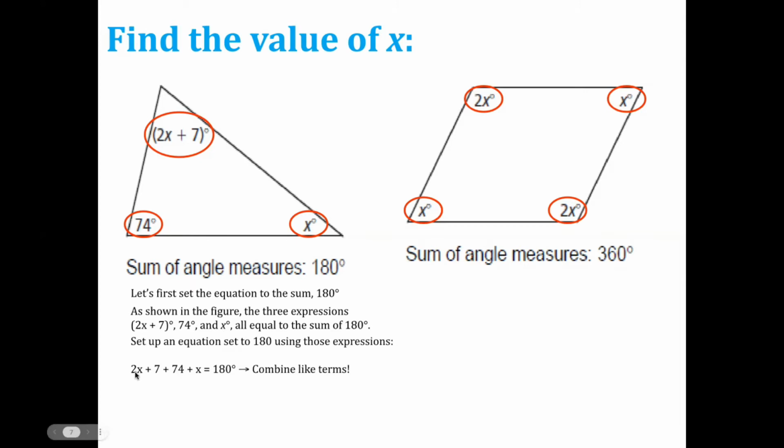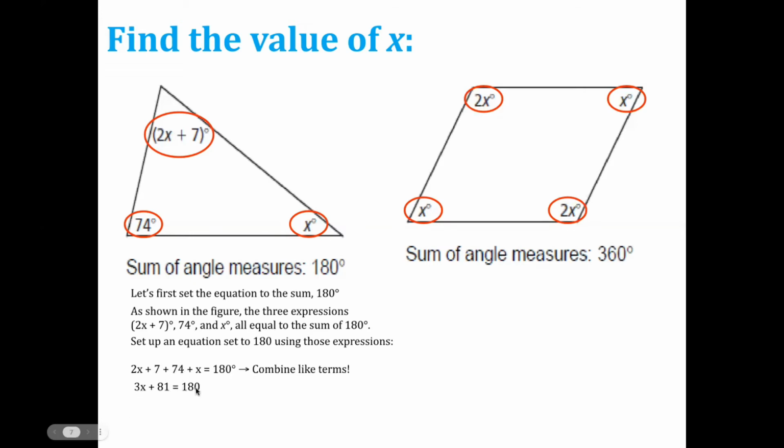So it would look like this: 2x plus 7 plus 74 plus x equals 180 degrees. To solve this, we can combine like terms since we have a 2x and an x. Once again, always look at the variable. 2x plus x equals 3x, and 7 and 74 don't have variables, so they are like terms, and 7 plus 74 equals 81.